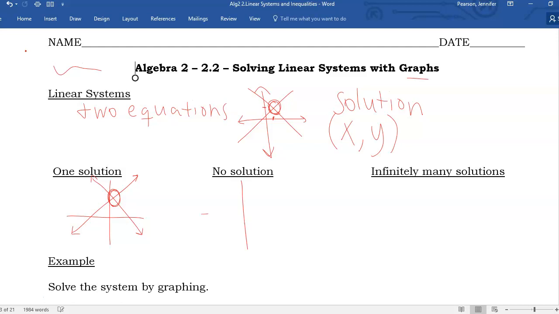No solution would look like this. And we call those parallel lines. Parallel, that's an R. Let's make it a big R. Parallel lines, right? Because they're never, ever going to cross. You will see this happen when your equations have the same slope, but different intercepts.